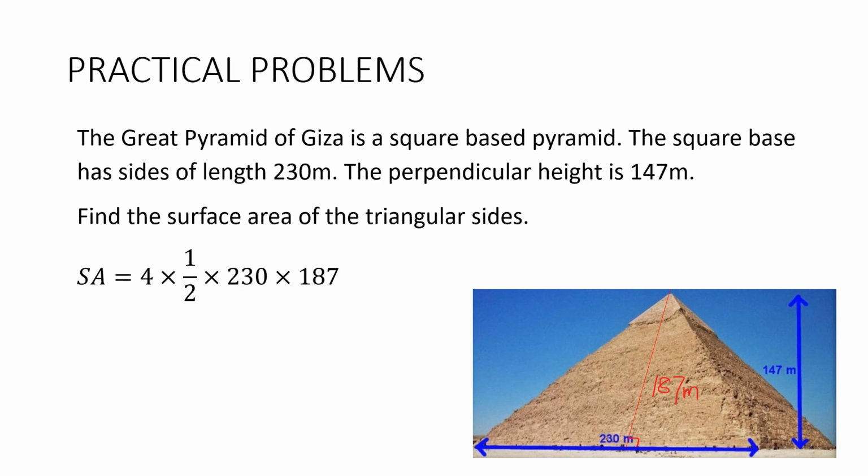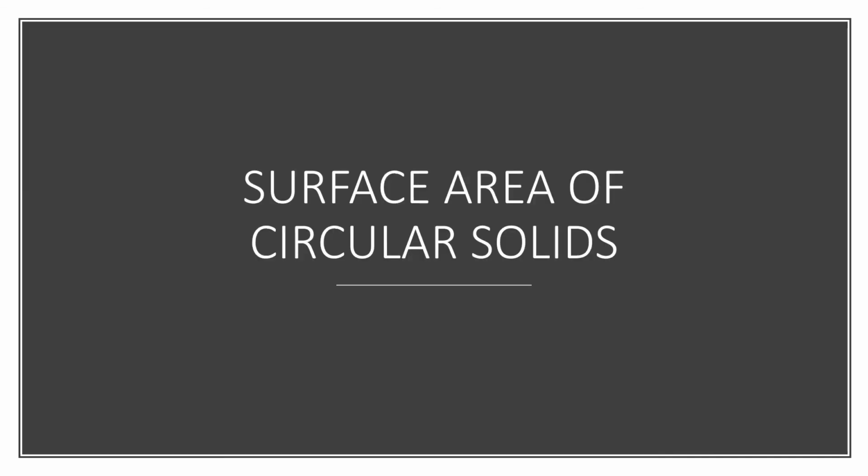So our surface area is going to be equal to 4 lots of a half times 230 times 187. And putting that in the calculator, we get 86,020 meters squared. Okay, so that's the end of this lesson. In our next lesson, we're going to look at the surface area of circular solids.